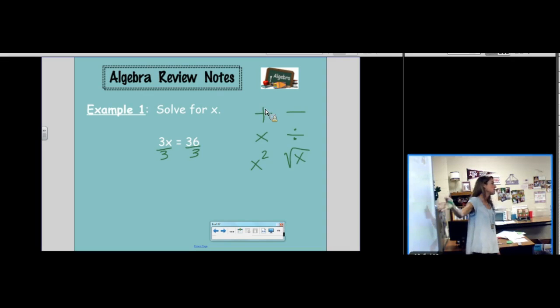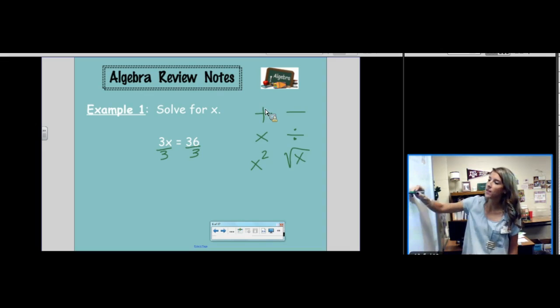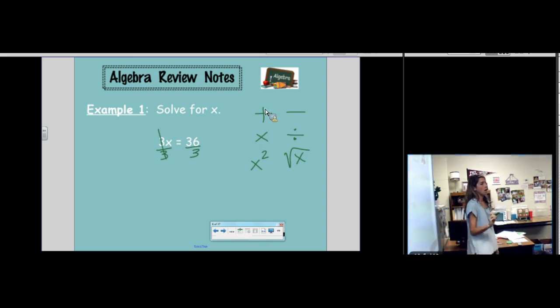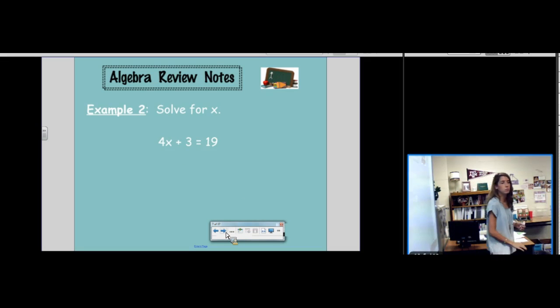Whatever you do to one side, you must do to the other. Dividing by 3 gets rid of our 3. 3 divided by 3 is just 1, so our 3's are gone. Now we need to see what it looks like on the right. x equals, what is 36 divided by 3? 12. Done. x equals 12. We could plug it back in to check, but we're going to move on because that one was basic. Write down example number 2 in your notes.